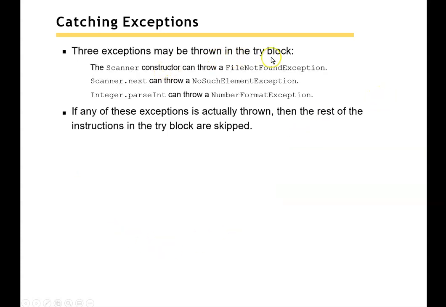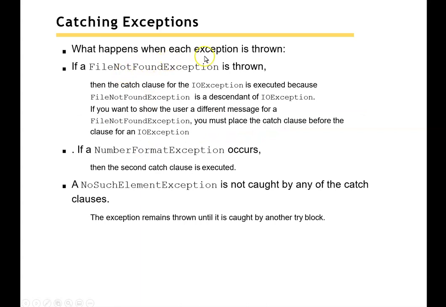3 exceptions may be thrown in the try block. The Scanner constructor can throw a FileNotFoundException in the example above. Scanner.next can throw a NoSuchElementException, and Integer.parseInt can throw a NumberFormatException. If any of these exceptions is actually thrown, then the rest of the instructions in the try block will be skipped. What happens when each exception is thrown?